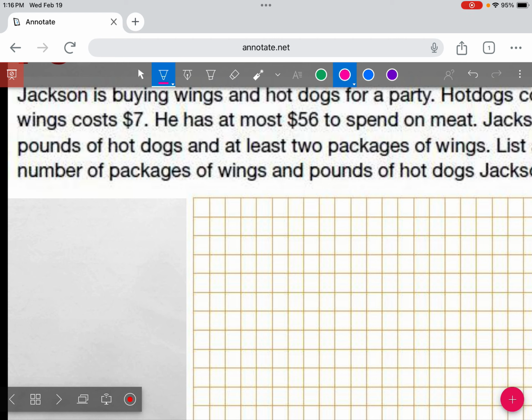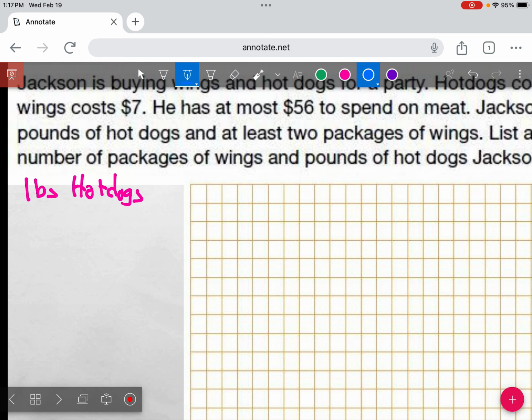How many hot dogs? There we go. So our pounds of hot dogs and packages of wings. What are our variables going to be? What do you want to pick? X and Y? Totally fine.